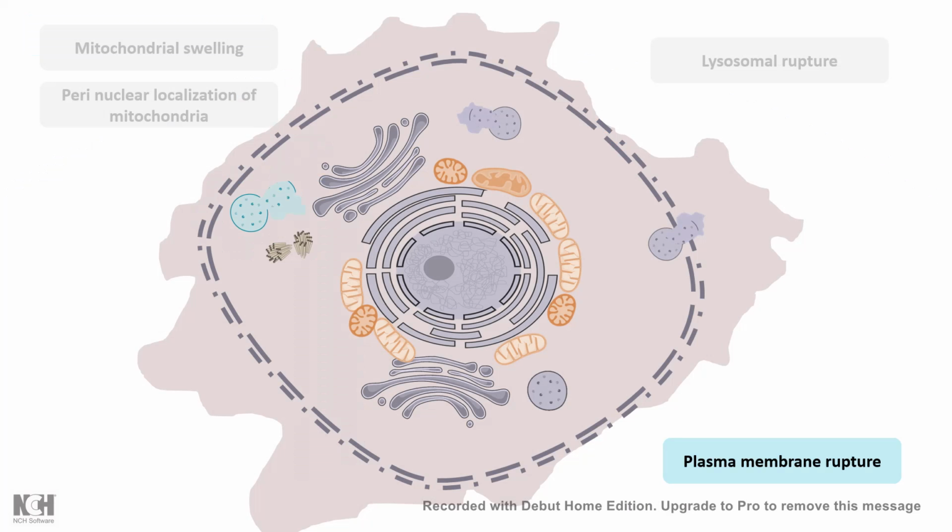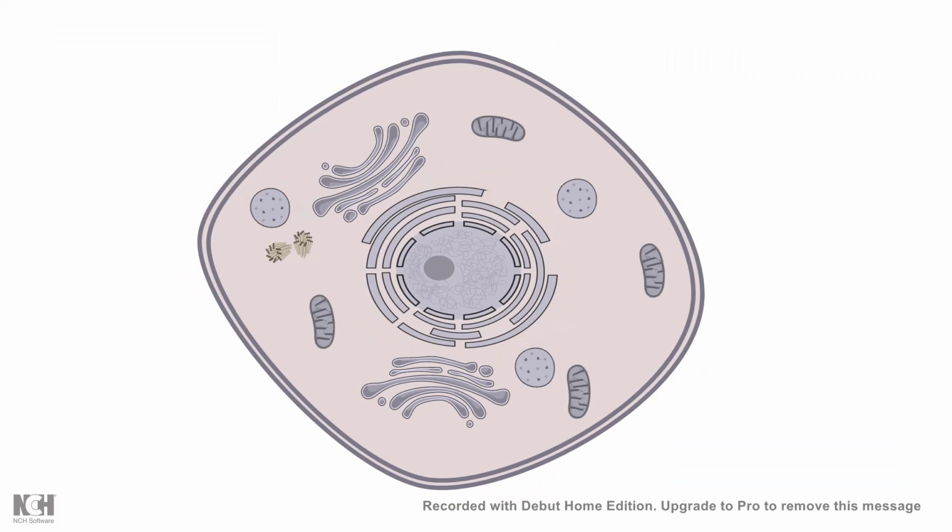Second, and one of the most important features, is the plasma membrane rupture or plasma membrane integrity loss. You can see here the plasma membrane is losing its integrity, leaking, and as a result, the cytoplasmic material is leaking out and reaching the surrounding. This is a hallmark feature which never occurs in apoptosis. In case of apoptosis, things are very different.